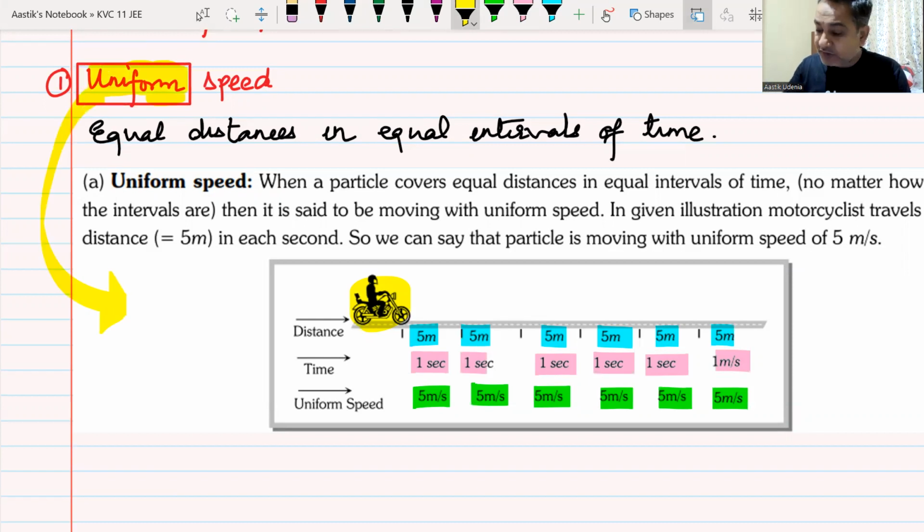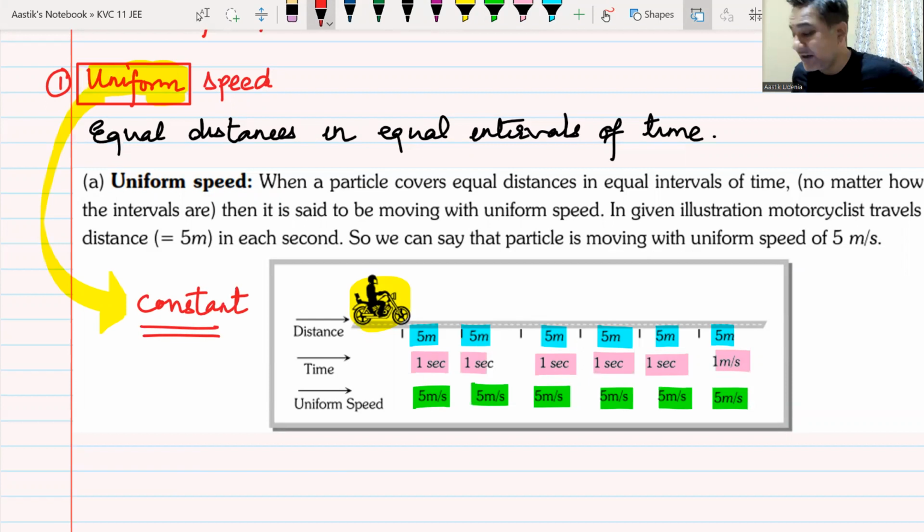Do we understand this? Yes or no? So someone tells you the body is moving with a uniform speed. It means that the speed is constant with time. You can also understand this in this way: a body moves equal distances in equal intervals of time. You can say it this way, or you can also say it is moving with constant speed. Do we understand this? Yes or no?